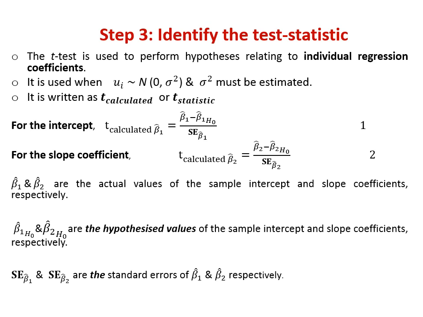The third step of the hypothesis testing procedure is to identify the test statistic. The t-test is used to perform hypotheses relating to individual regression coefficients. The t-statistic is the proper test to use when the stochastic or error term follows a normal distribution and when the variance of the distribution must be estimated.